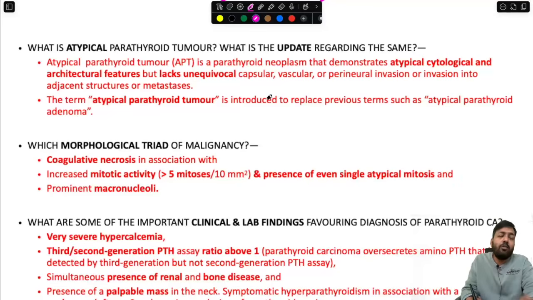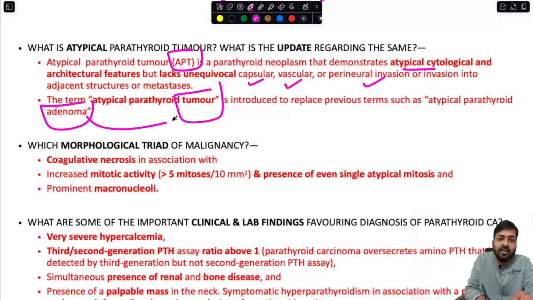So as I've already told in the previous discussion, atypical parathyroid tumor is a parathyroid neoplasm that demonstrates atypical cytological and architectural features but lacks unequivocal capsular, vascular or perineural invasion, invasion into the adjacent structures, or metastasis. Okay. So the term atypical parathyroid tumor, if you see, is introduced to replace the previous term, which was atypical parathyroid adenoma. So this is the only change.